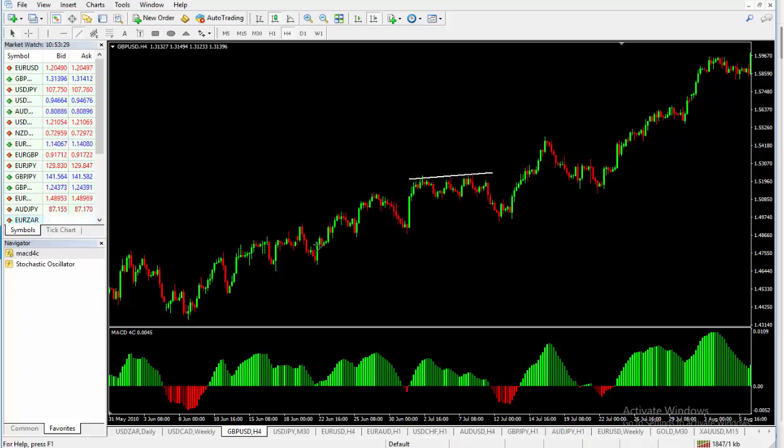So even if you don't take the advanced course, at least you'll have an idea of what divergence is. You see? See how price is going up there? Going up. See how our trend line is going up? And on our MACD, price is falling. So we have divergence. You have divergence there.